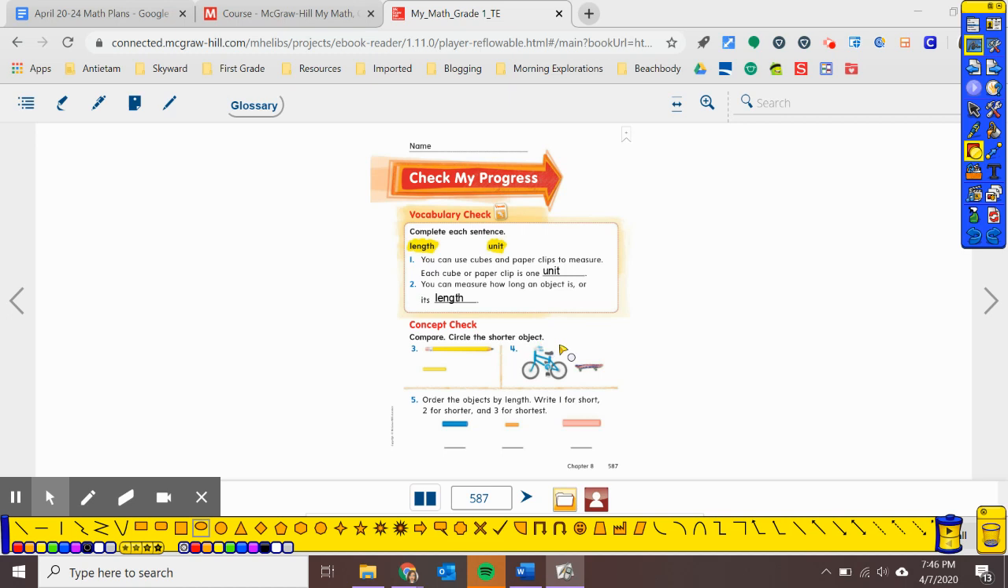Number four, you have two different objects. You have a bike and a skateboard. Which one is shorter?